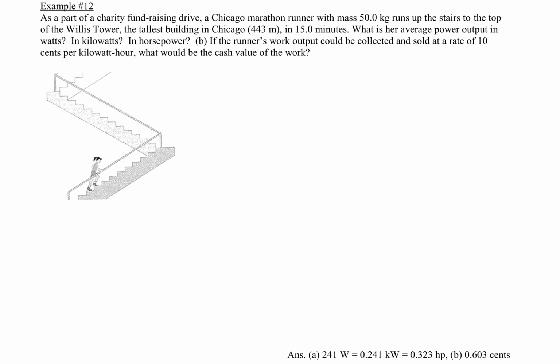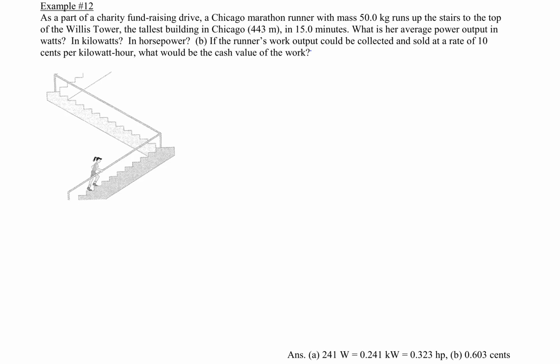So we have a marathon runner who decides to run up a set of stairs to the top of the Willis Tower, the tallest building in Chicago. The height of the building is 443 meters, and this marathon runner does it in 15 minutes. We are asked to find her average power output in watts and kilowatts and also horsepower.